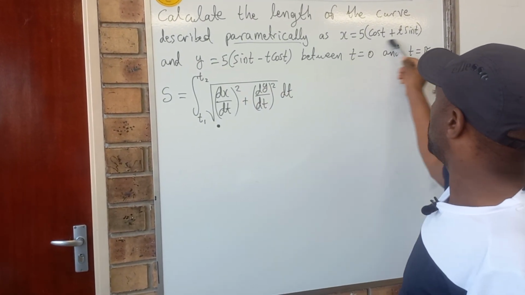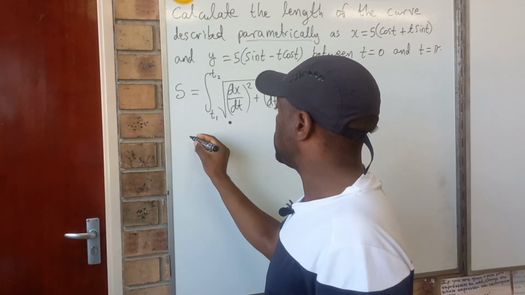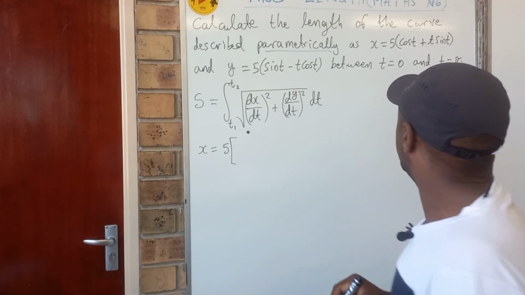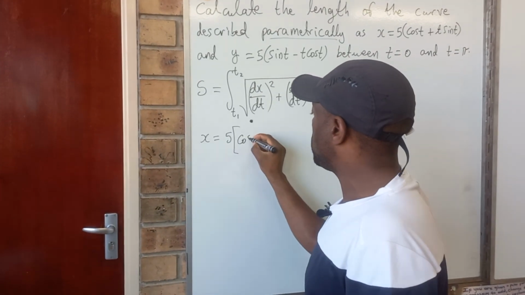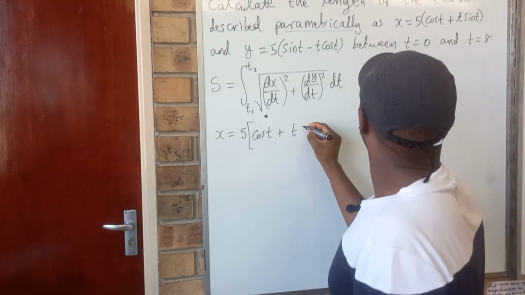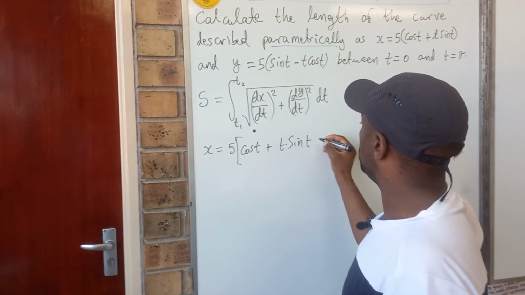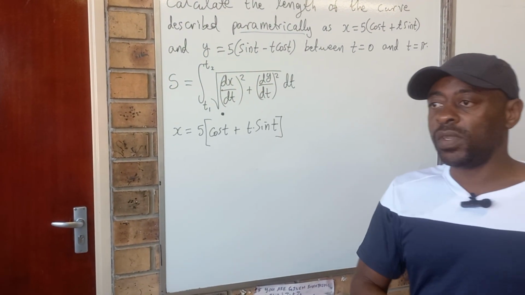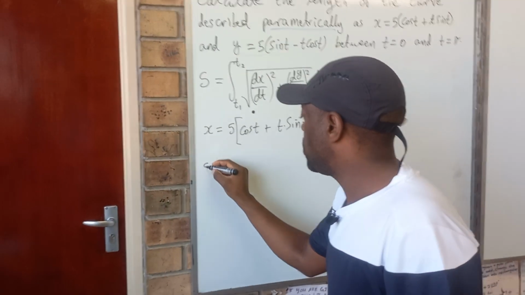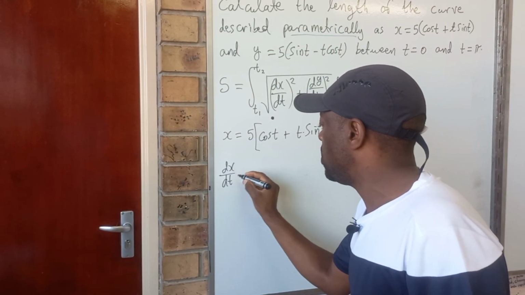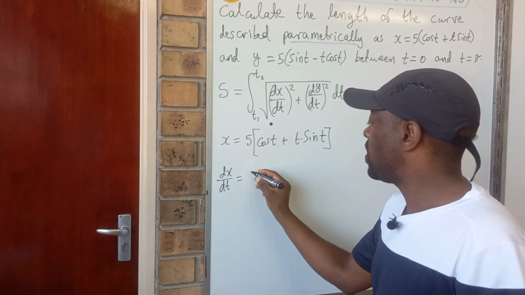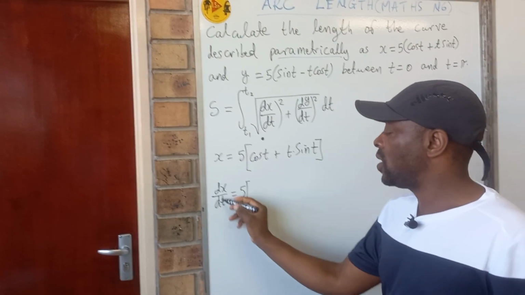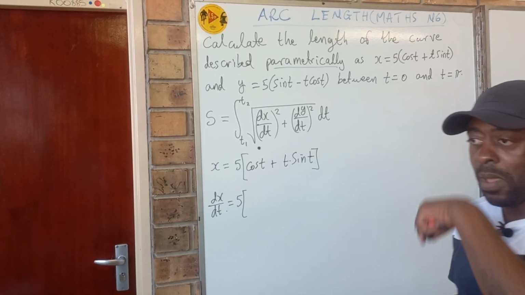So let's start with our x. Our x is given as 5, and I prefer to use a square bracket this time, into cos t plus t sin t. So that is what we have. So we go on and look for dx over dt. We have dx over dt being equal to 5. That is a constant. You capture it exactly the way you see it and only concentrate on items that have got the variable to differentiate.